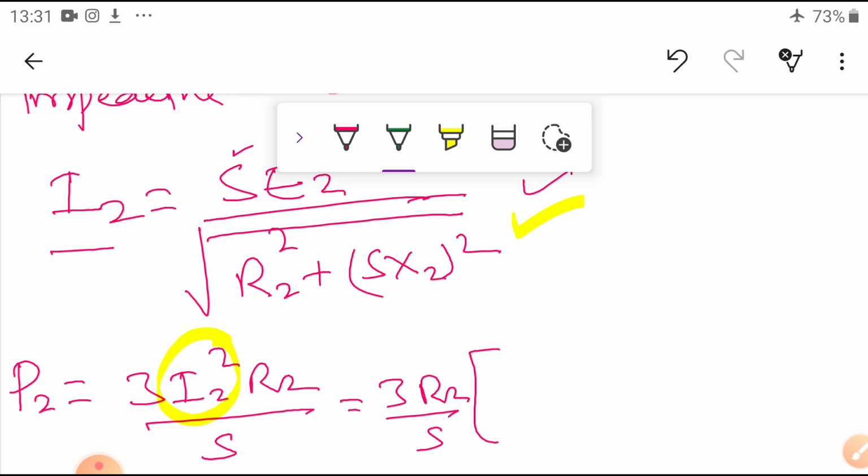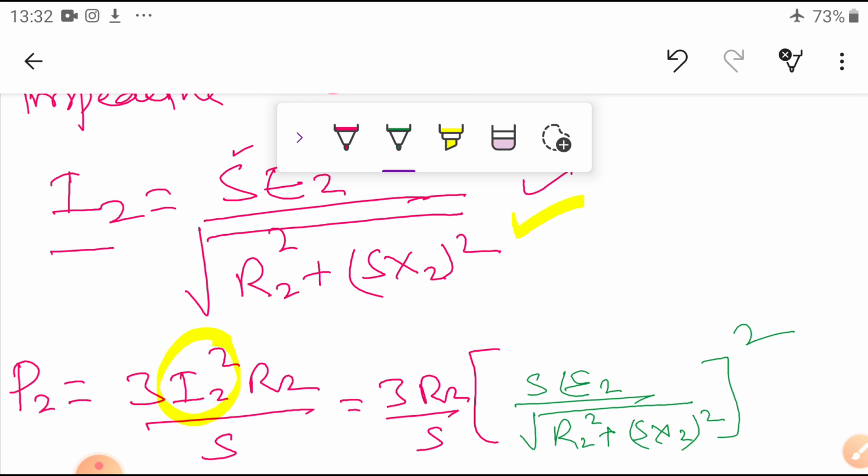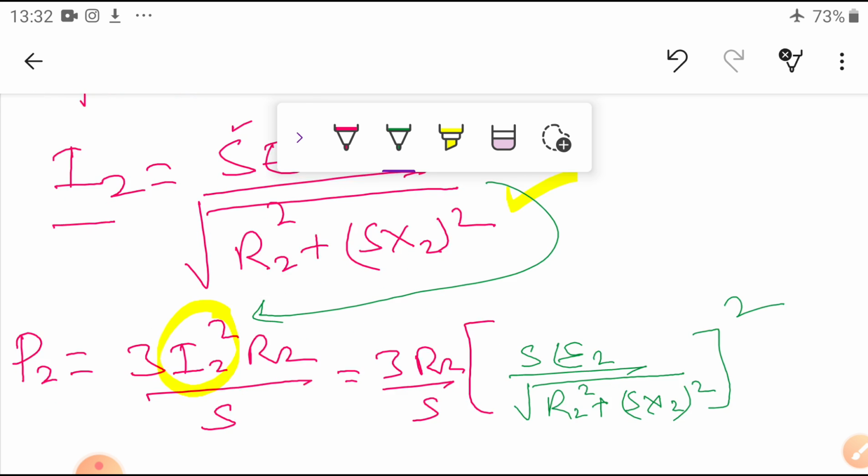So I am going to write this value: I2 is equal to S into E2 by root of R2 whole square plus Sx2 whole square, under root, whole square. Simply, I substituted in this equation. So just multiply it. Now what are you going to get? By simplification and multiplying, we are going to get it.